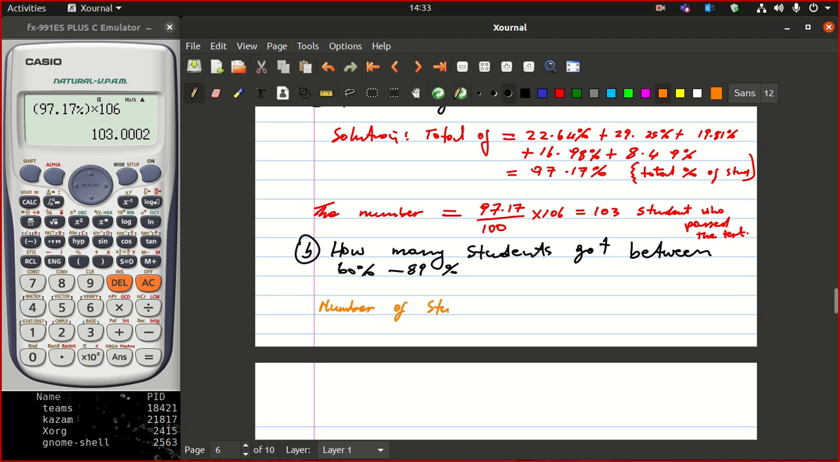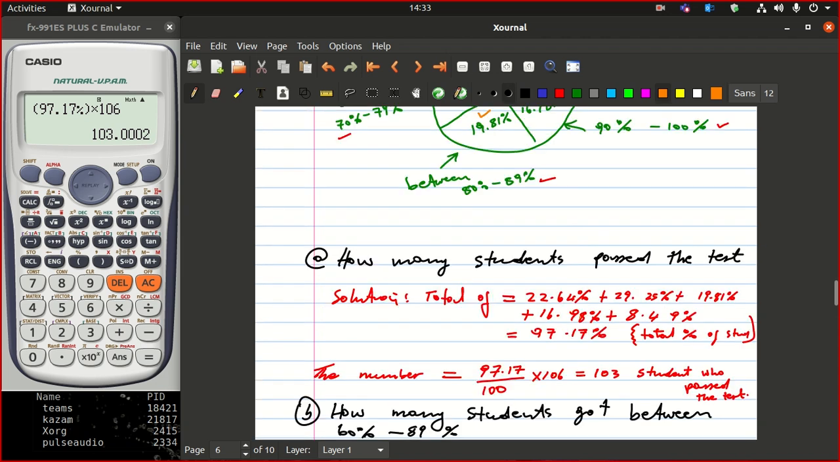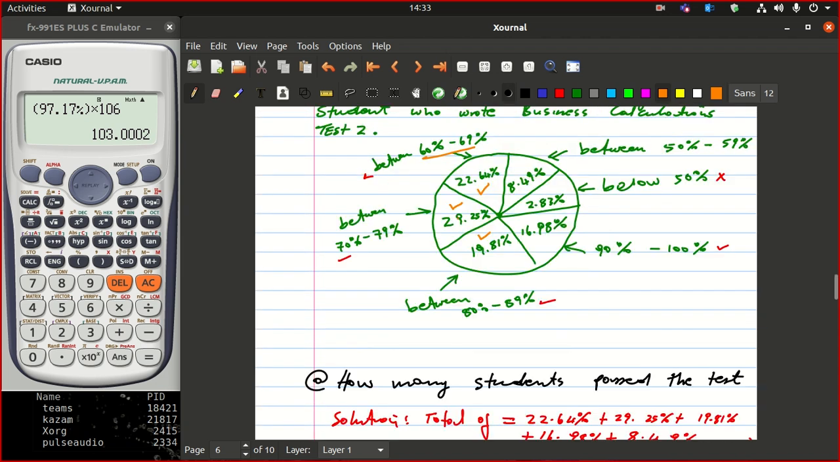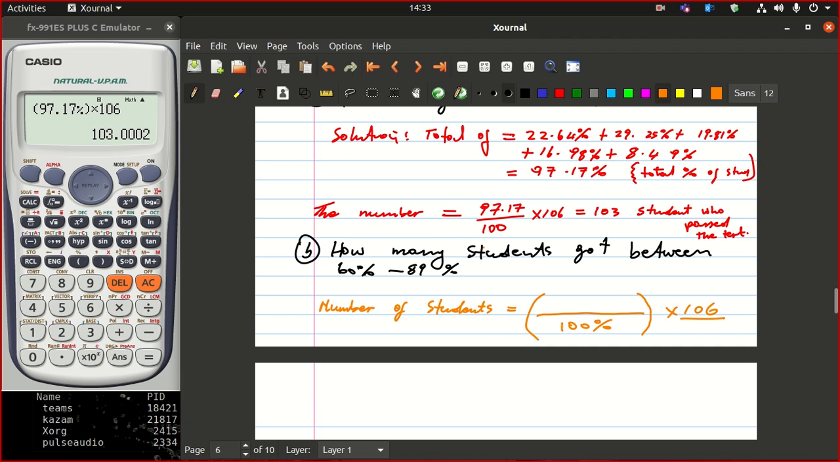So what we are looking for here, the number of students, is going to be equal to the total divided by 100% times 106, because this is the total number of students who wrote the test. Now I wanted to find the percentage out of 100. So all I need to do is add these three things.